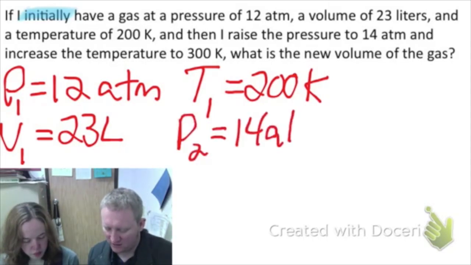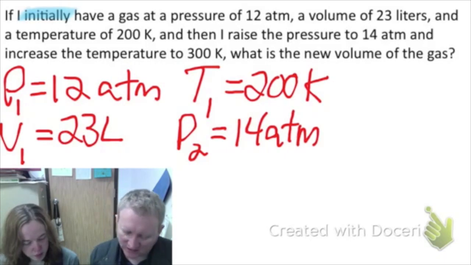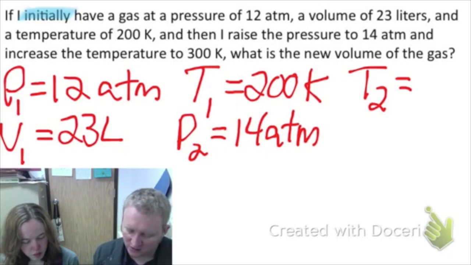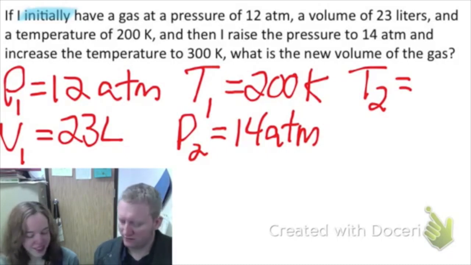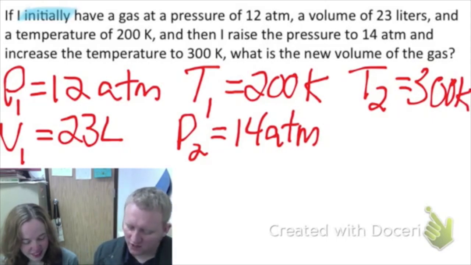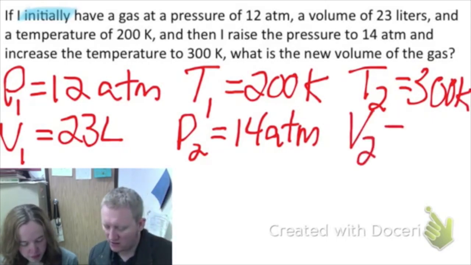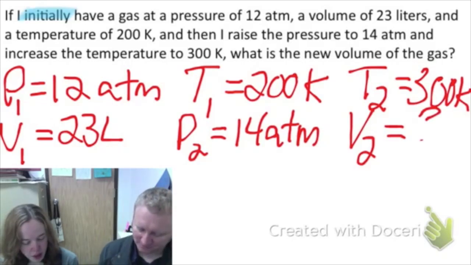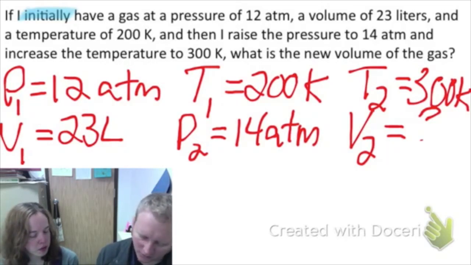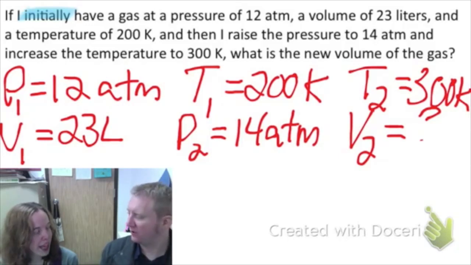14 atmospheres. And increase the temperature, so that's T2, 300 Kelvin. 300 Kelvin, yep. What is the new volume of the gas? So we want the new volume. We've got a lot of stuff here. But what do you notice has never ever showed up? N didn't show up at all.